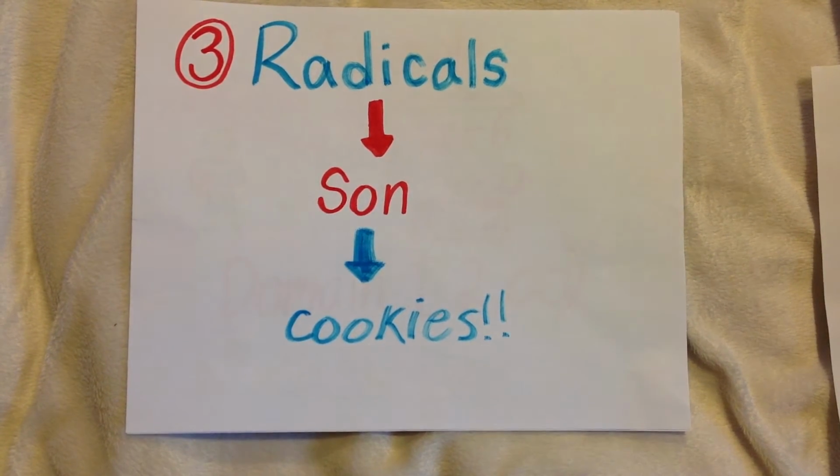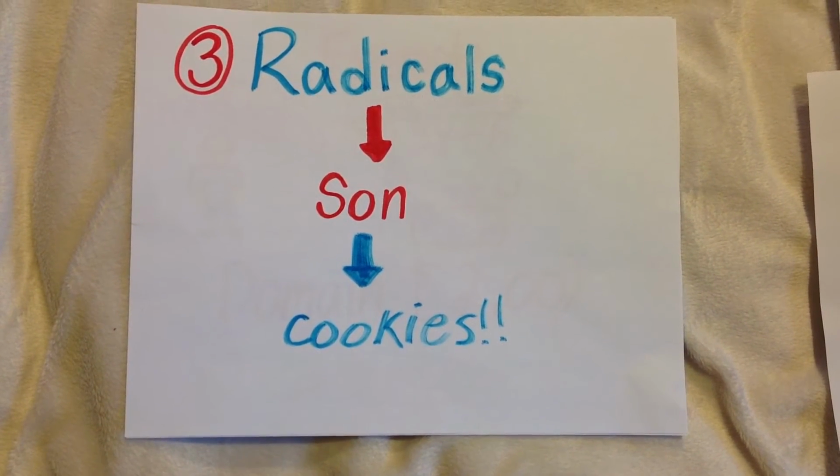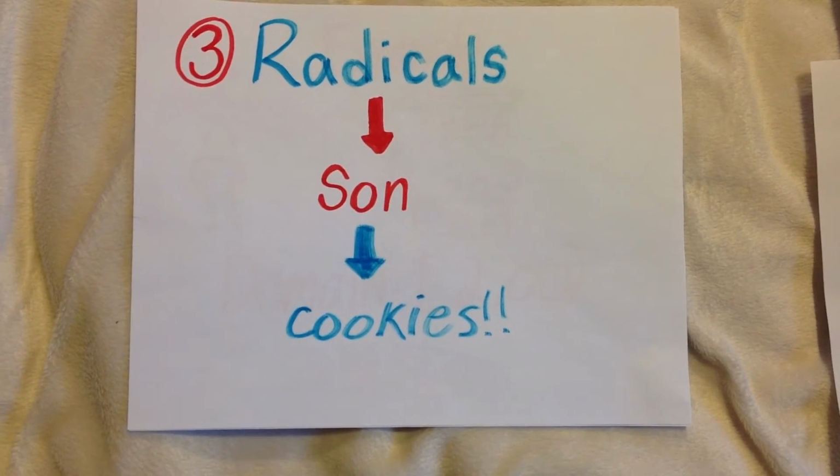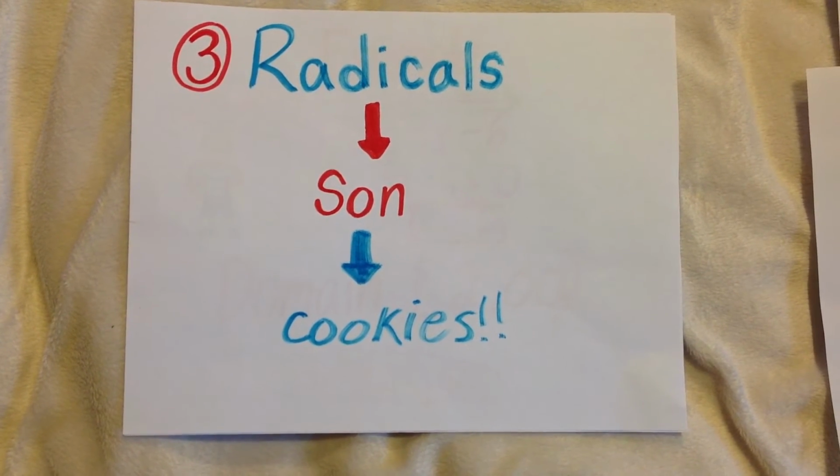Finally, the son gets to order. He's 5 years old, so he needs to have cookies for dinner. Radicals will be represented by the cookies.